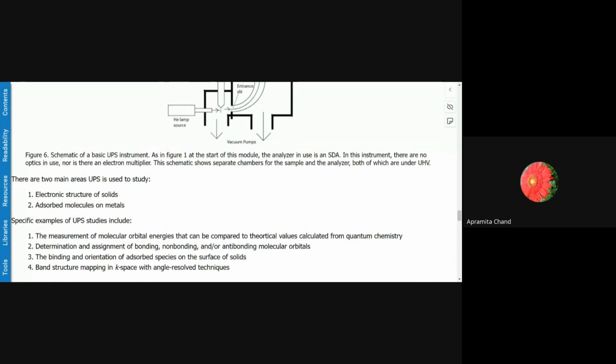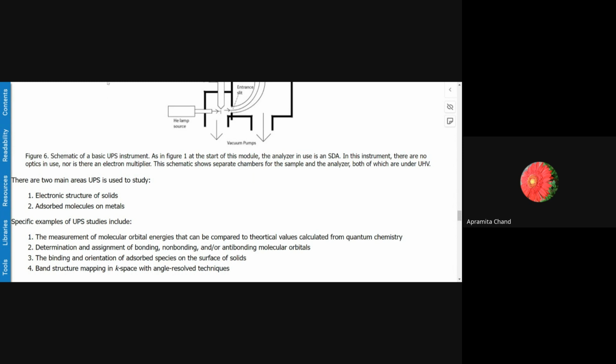You can also find the binding and orientation of adsorbed species on the surface of solids. You can also find the band structure mapping in K-space with angle resolved techniques. So this is also a kind of photoelectron spectroscopy.